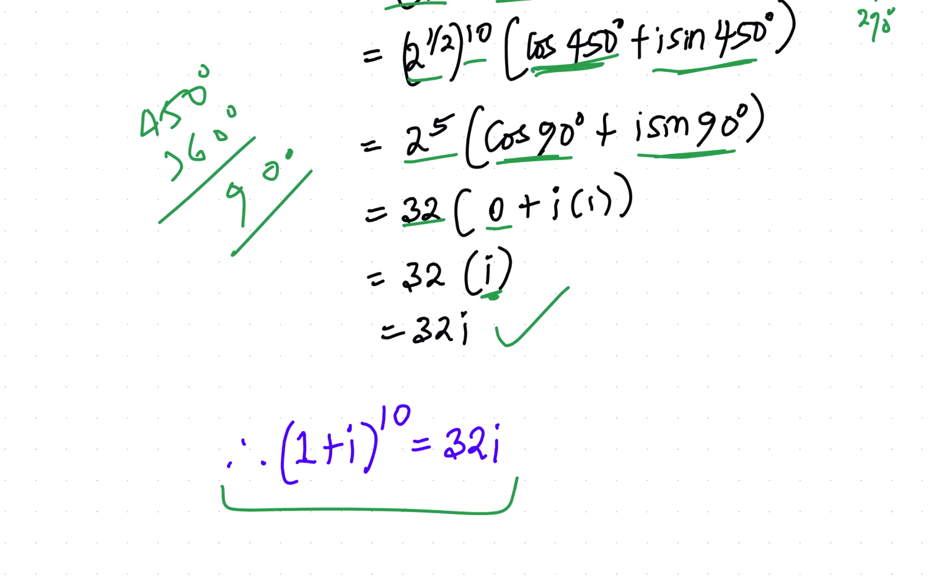If you use binomial expansion, you are going to get 32i. Or you can even type this into Google. Just type (1 + i) raised to power 10, and you get 32i.